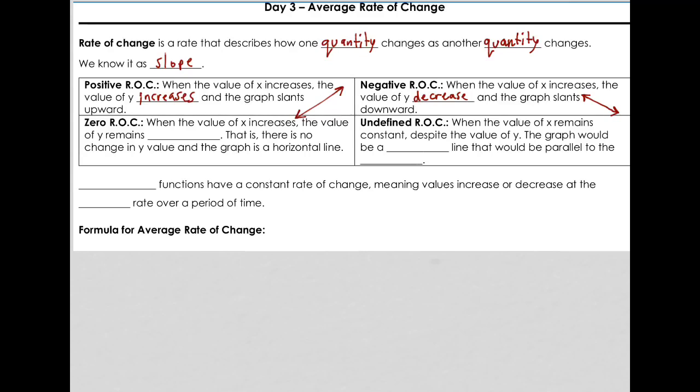Continuing, zero rate of change is when the value of x increases, the value of y remains constant. So again, like yesterday, that means it is just a flat line, not going up or down. So it's just constantly going flat. And then undefined rate of change is when the value of x remains constant despite the value of y. The graph would be vertical, or also known as just straight up and down. So it'd be a vertical line that would be parallel to the y axis. So that would be a line just going straight up and down.